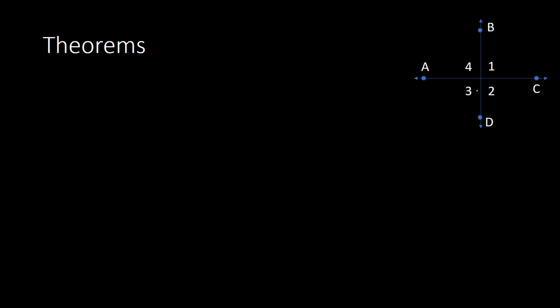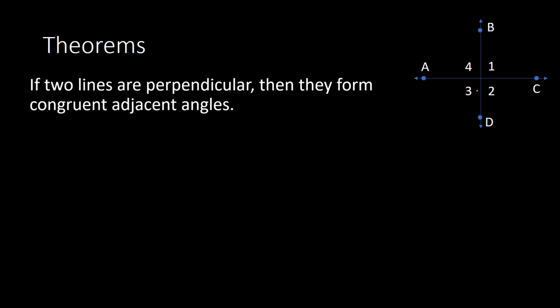Now with perpendicular lines, we have two theorems, which are actually kind of the same theorem, just stated backwards. And the first theorem is, if two lines are perpendicular, then they form congruent adjacent angles. Which would make sense, right? If they're perpendicular, then this would be 90 degrees, and then this would be 90 degrees. Angle 3 is 90, and angle 2 is 90. So all the adjacent angles, which are the ones that are touching each other, would all be congruent. They're all 90 degrees.